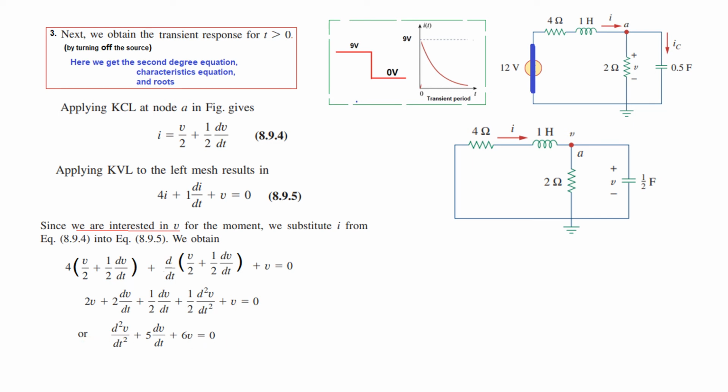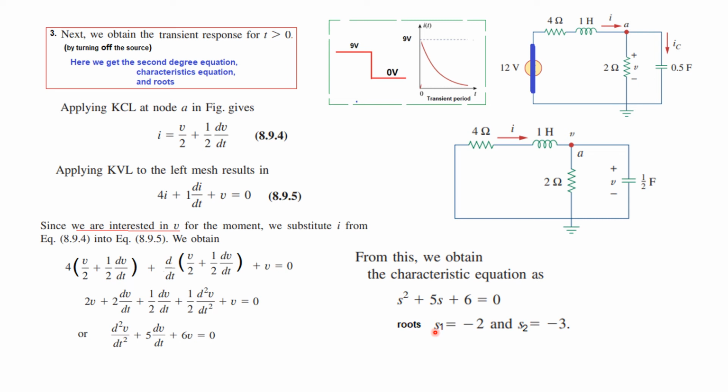and from this we obtain the characteristic equation. So now this is a second degree equation. So substituting by S, this will become S squared, this becomes 5S, and this becomes simply 6. So S squared plus 5S plus 6 equals 0 becomes our characteristic equation. And from here we can see that the roots are, this can be written as (S plus 2)(S plus 3). So from here we get these two roots: S1 is equal to minus 2 and S2 is equal to minus 3.